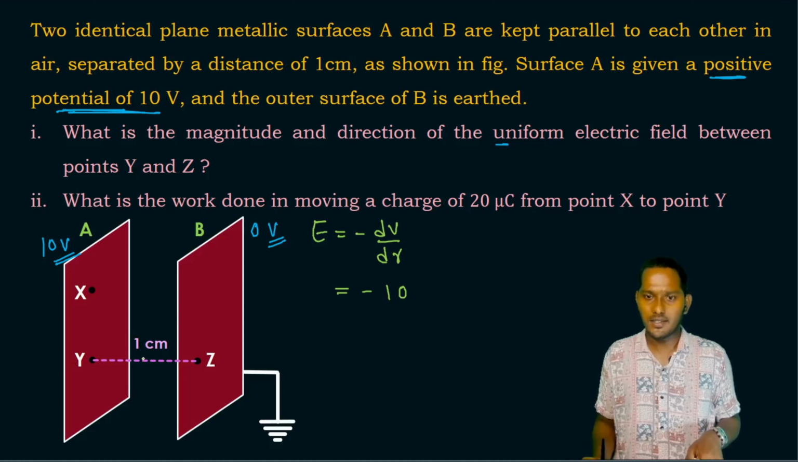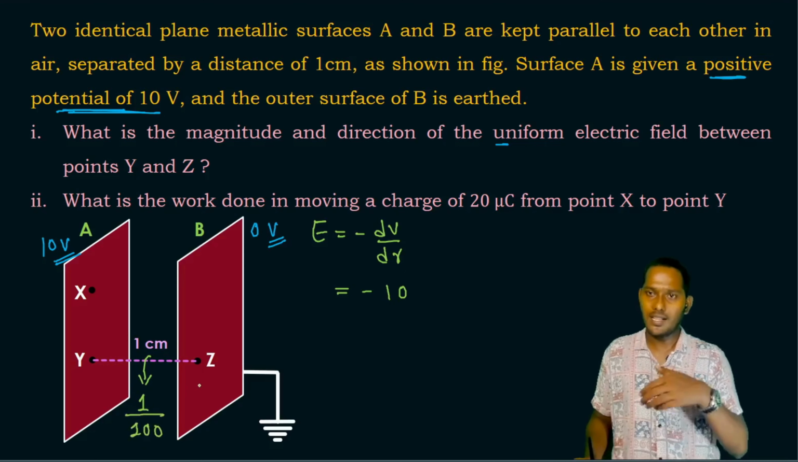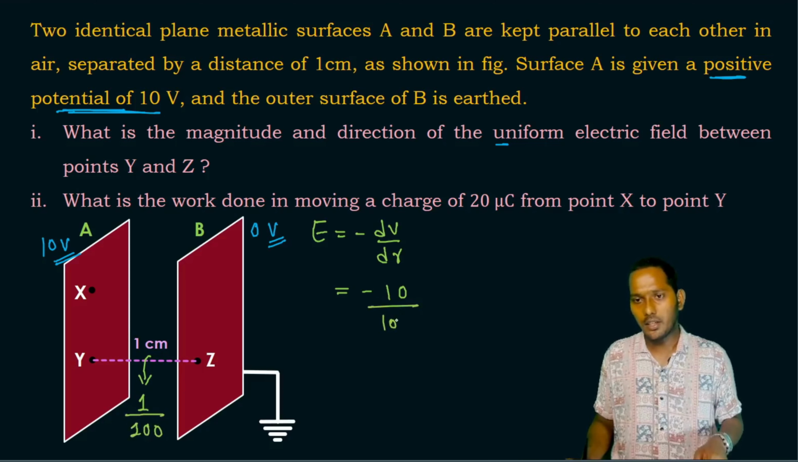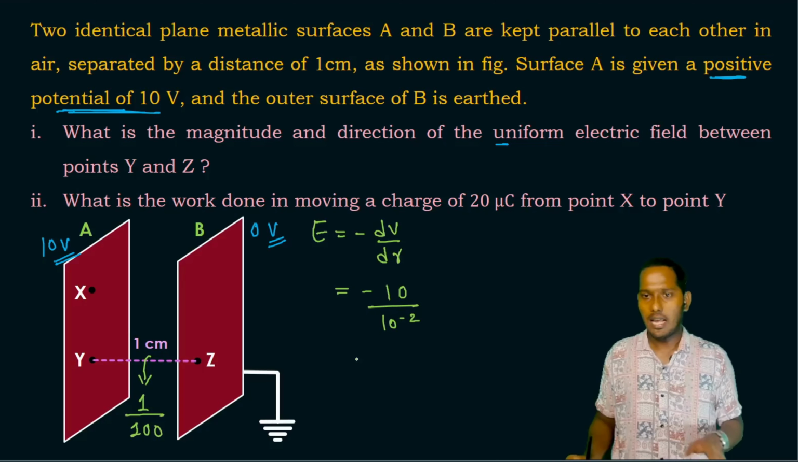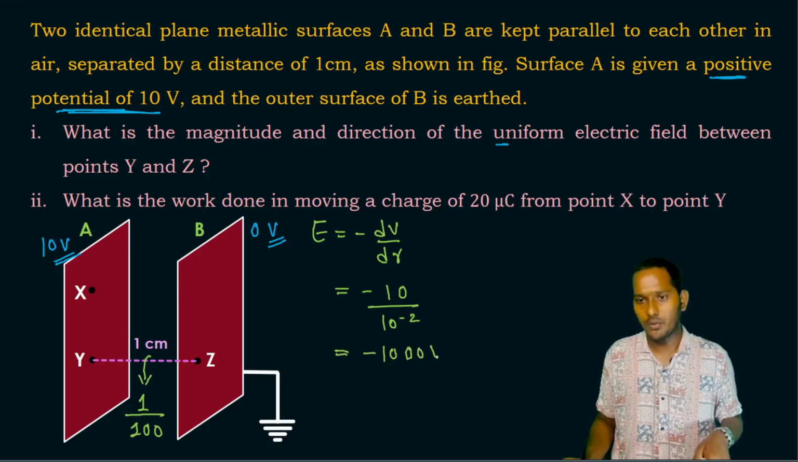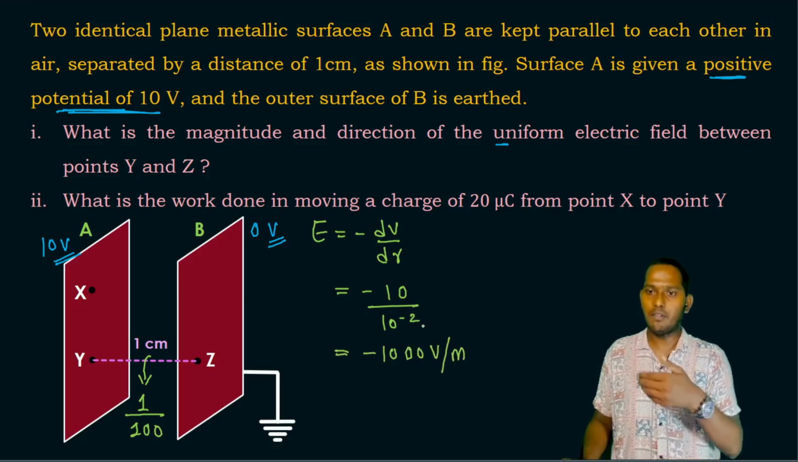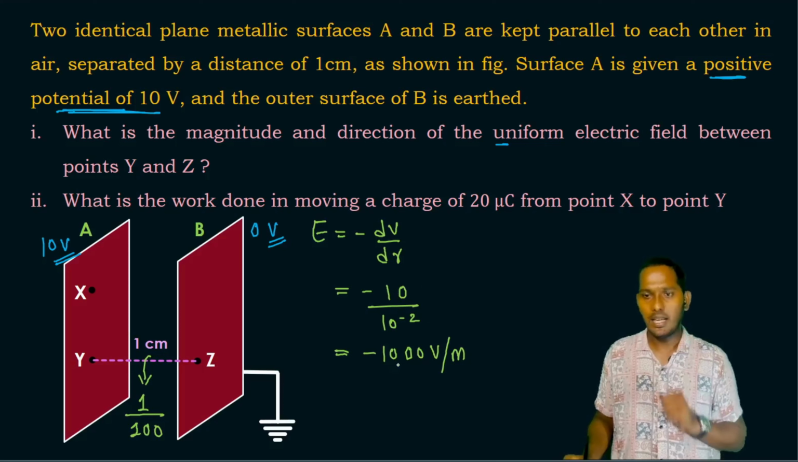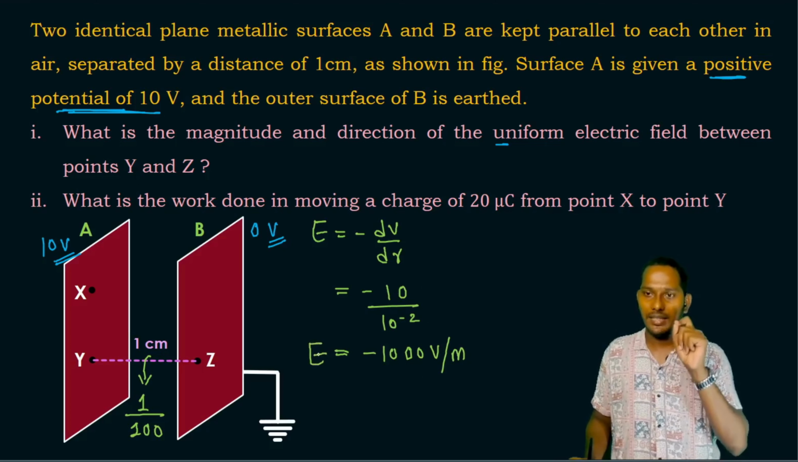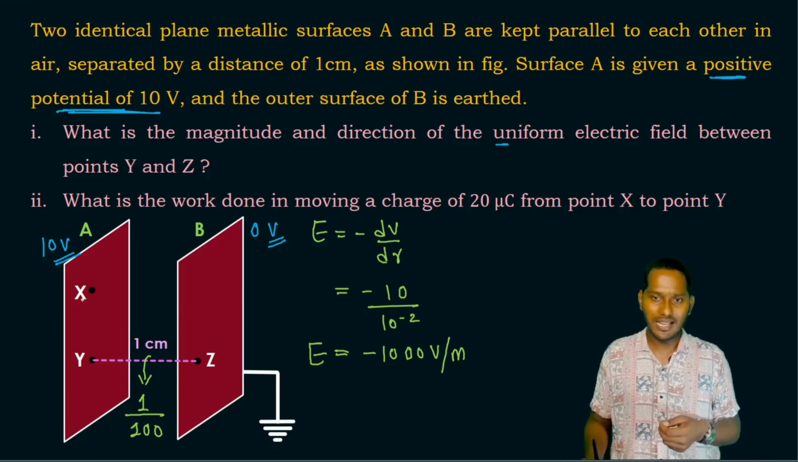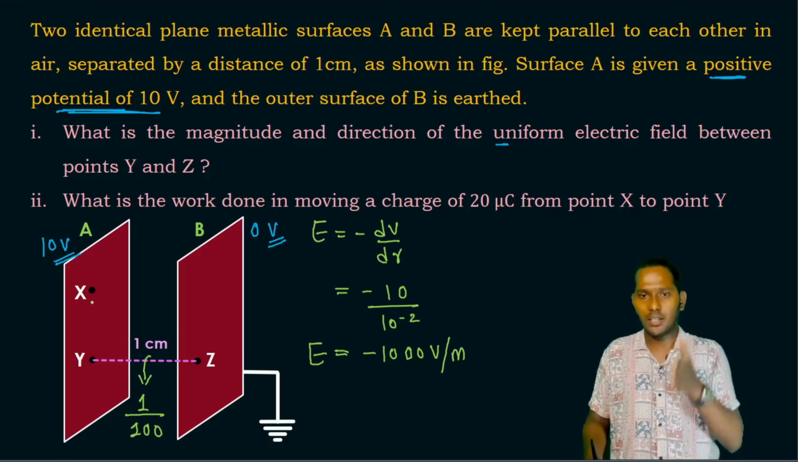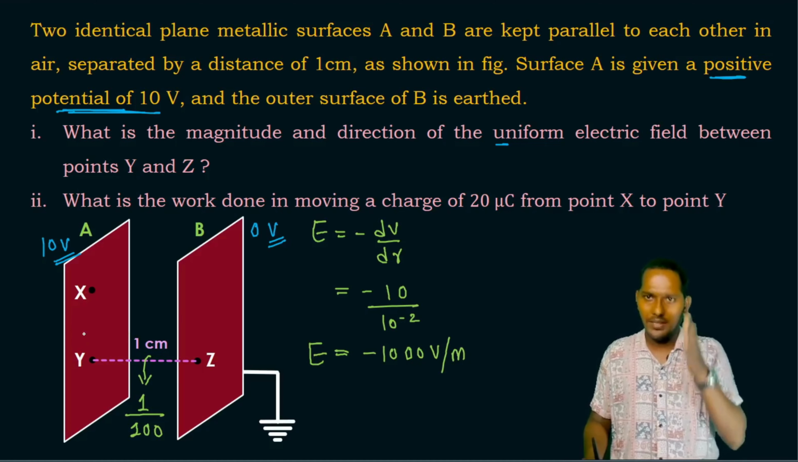And what is the distance, guys? The distance of separation between these two surfaces is 1 centimeter. So I have to convert it into meter. I divide this 1 centimeter by 100, and it will become 10 to the power minus 2. I take it here as minus 10 over 10 to the power minus 2, and this 10 to the power minus 2 goes up and becomes positive, and that will give me 1000 volts per meter. So that's the magnitude of the uniform electric field between the points X and Y.